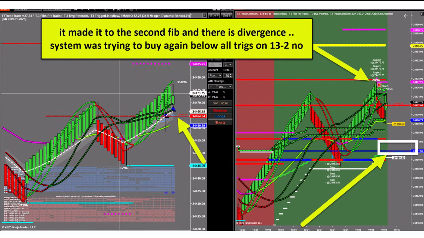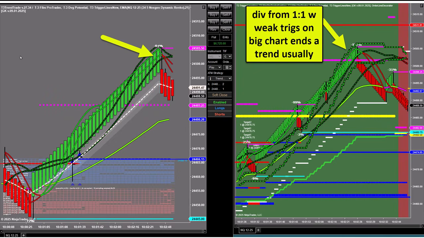Fortunately, it went up very nicely. And the system was trying to place another long signal down here, which was below all of the triggers, and I just didn't really want to do it, so I canceled this order long right here. Since I was managing, I had it disabled, and I turned it off. It went up anyway, but it never would have gotten filled, but it looks good in hindsight.